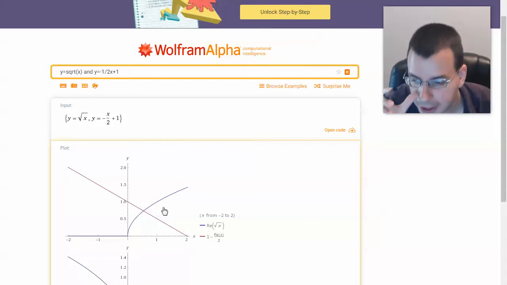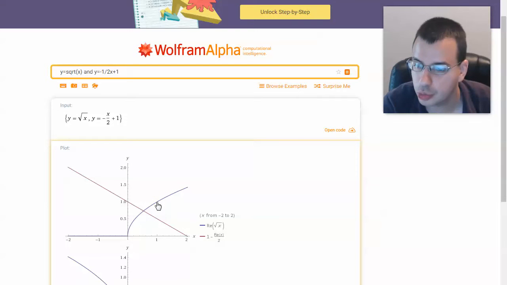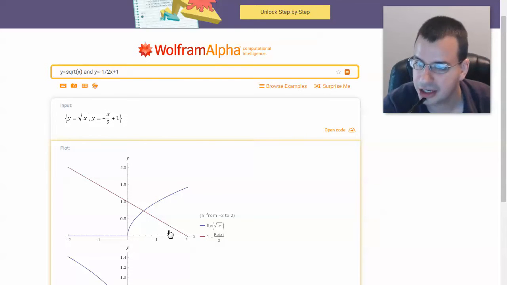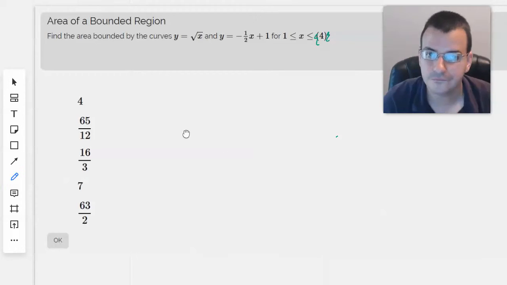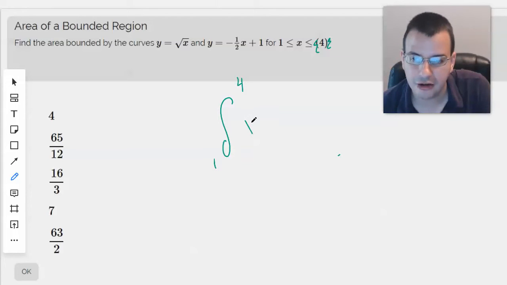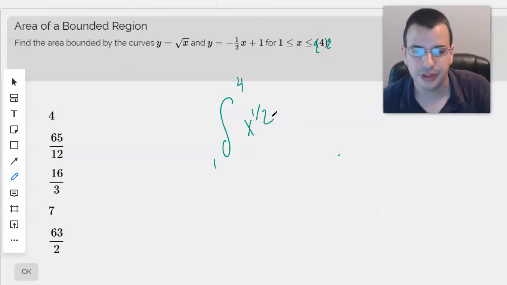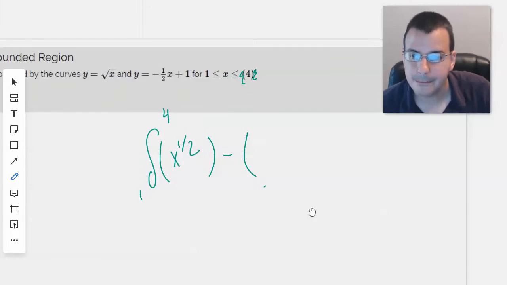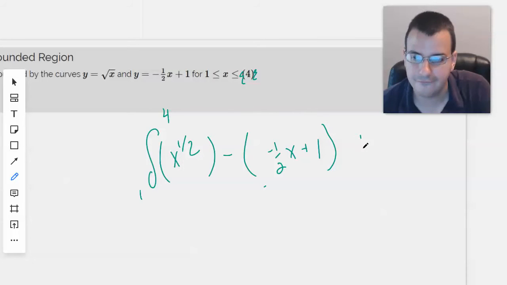So it looks like the square root will be greater than y equals negative 1/2 x plus 1 from 1 to 4. So we'll do the square root minus the line. Okay, we can do that. So we'll have an integral from 1 to 4 of x, I'm going to write it as x to the 1/2, that way it's more obviously the power rule, minus 1/2 x plus 1 dx.